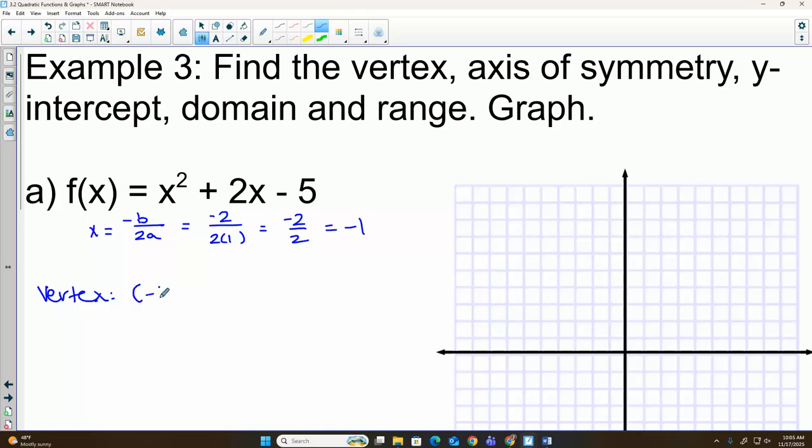The vertex is an ordered pair. We have the x. So how do we find the y? Plug it into the equation. So negative 1 squared plus 2 times negative 1 plus 5. So we get 1 minus 2 plus 5, which is 4. So my vertex is the ordered pair negative 1, 4.